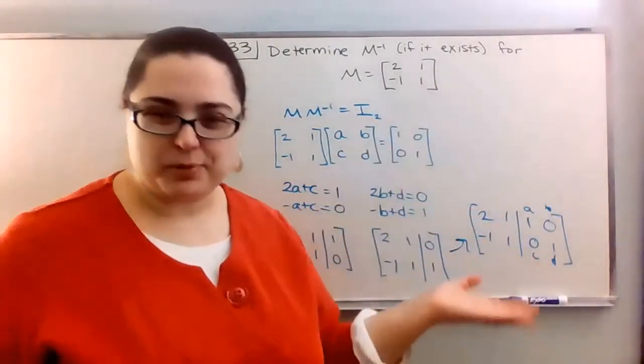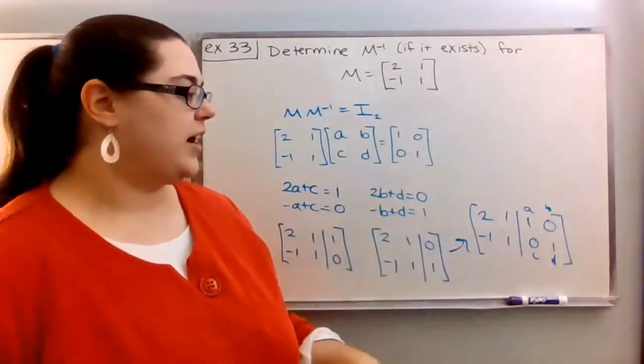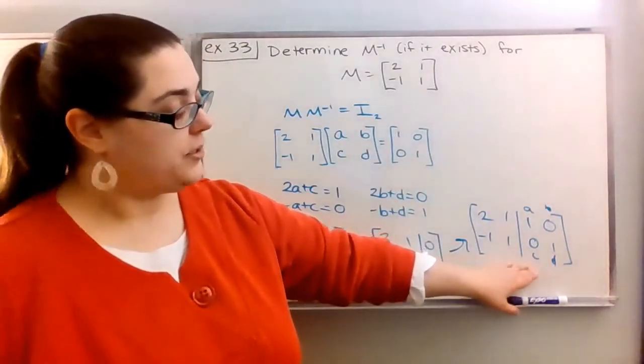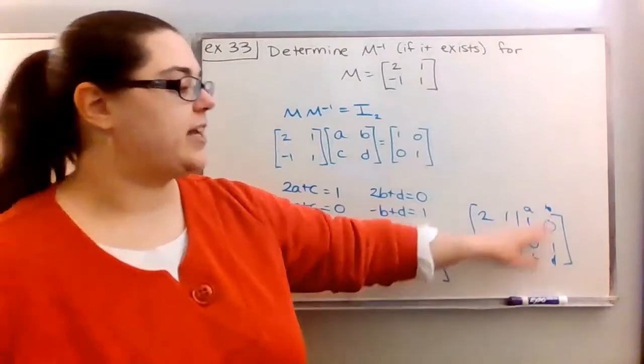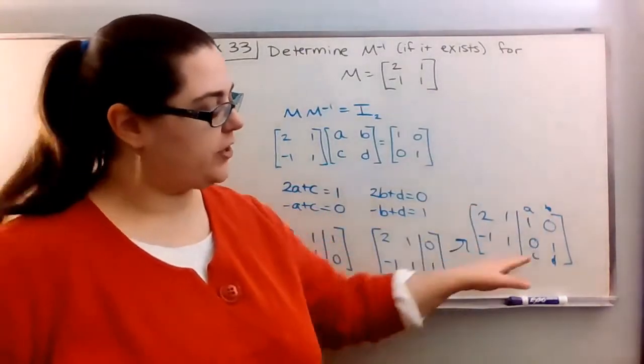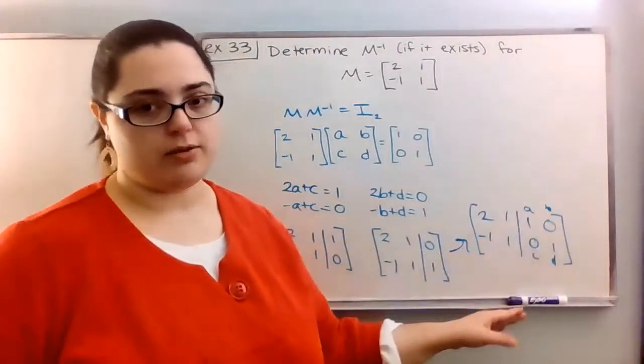So this is where you can pick up your pen or your pencil again, and we're going to start clean here, and we're going to row reduce until we get the identity on the left, and that will give us the inverse of this matrix on the right.